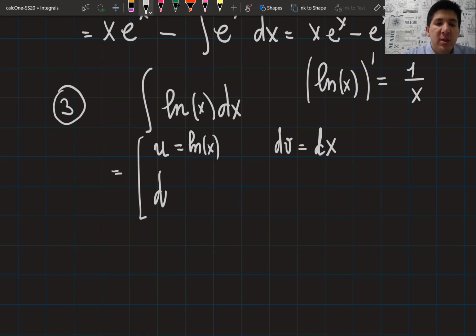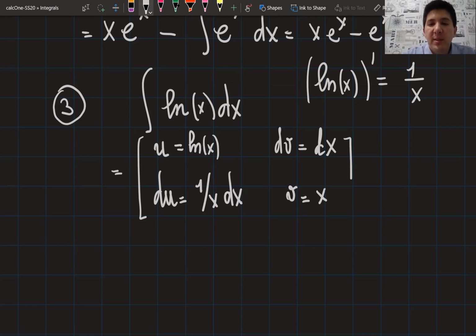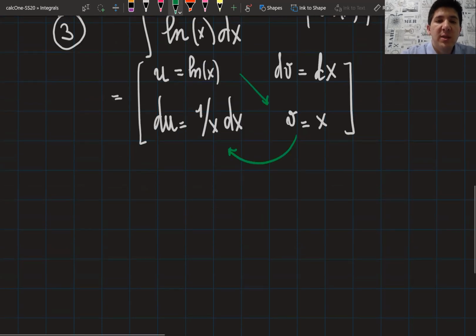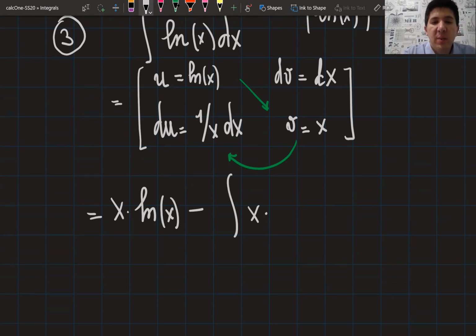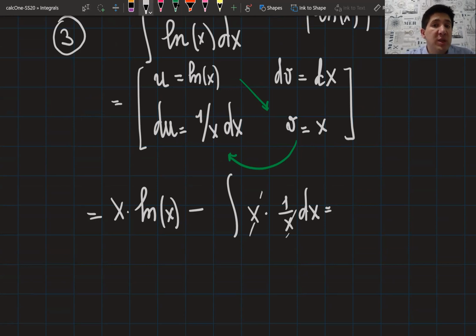So I'm going to find du, which is the derivative of the ln of x, which is 1 over x multiplied by dx, and v is going to be simply x. Again, I'm going to write it as u multiplied by v minus the integral of v du. So let me write this. It's going to be x multiplied by the ln of x minus the integration of x multiplied by du, which is 1 over x dx. So x and 1 over x are going to be canceled, right? And you will just have the integration of 1, which is simply x. So it's going to be x multiplied by the ln of x minus the integration of 1, which is x, plus the constant.